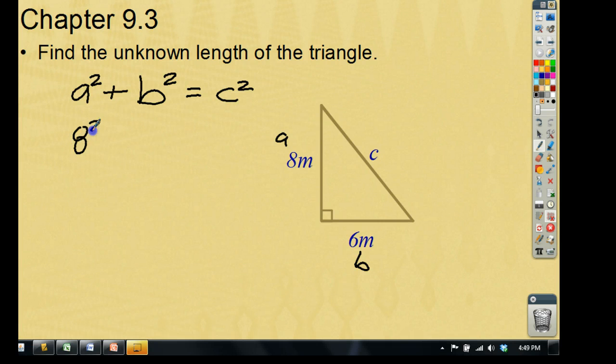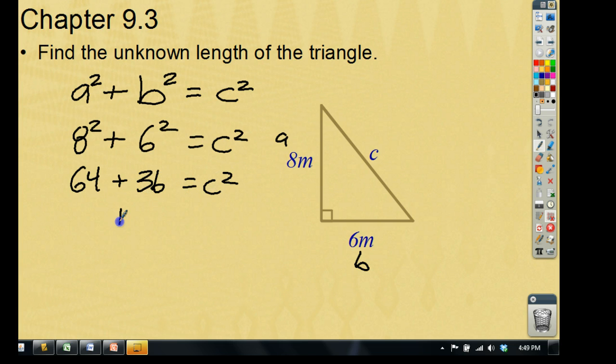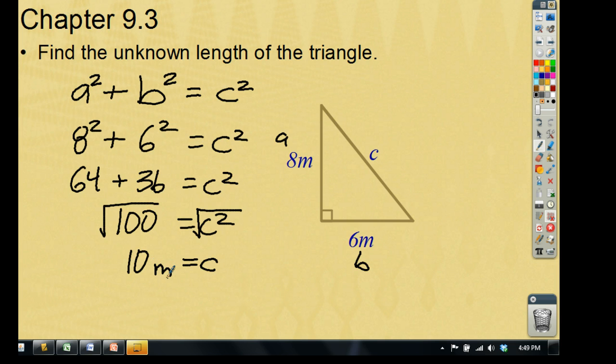I've got 8 squared plus 6 squared is equal to c squared. So that's 64 plus 36 is equal to c squared. 100 is equal to c squared. Well, I have a square with the area of 100. If I take the square root of both sides, I get that this hypotenuse is equal to 10. In this case, it's equal to 10 meters.